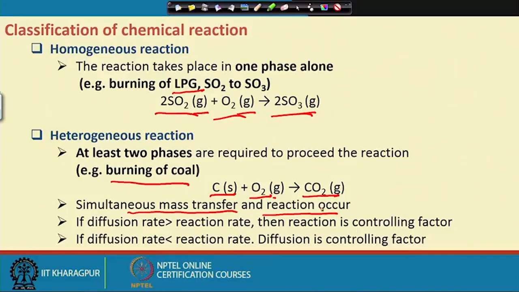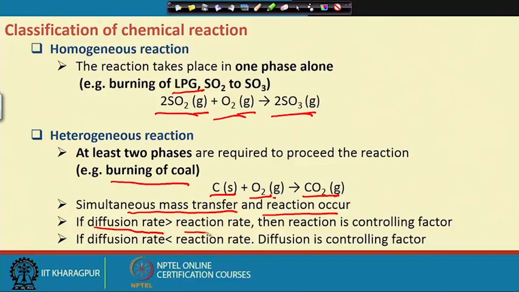As I pointed out before, one phase has to come in contact with the other phase and then the reaction takes place. So two things take place simultaneously here. If the rate of diffusion is more than the rate of reaction, then we call it reaction controlling. So if we want to improve the process, we shall have to improve the rate of reaction. If the rate of diffusion is less compared to the rate of reaction, then diffusion is controlling, so we shall have to improve the diffusion rate.